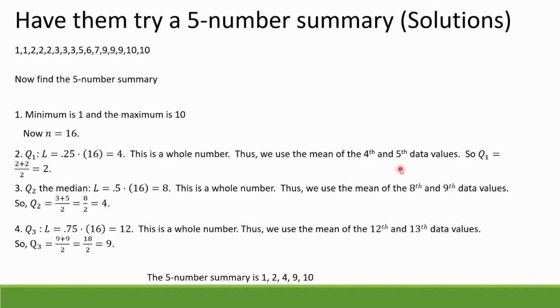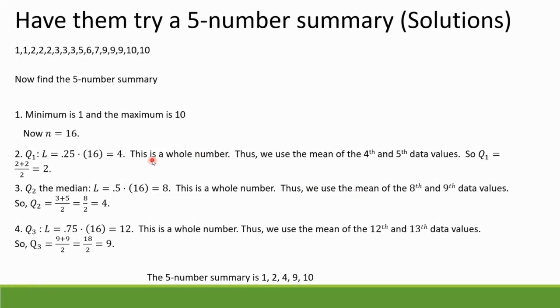I think I might have misspoken. I'm sorry about that. For a whole number, you have to get the mean of the 4th and 5th data values. That's what you want to get. Here it turns out that they're both equal to 2, so the mean, of course, is going to be 2. So Q1 is just 2. I said you have to get the mean of 4 and 5, but that's not necessarily so. It's the mean of the 4th and 5th data values. Since I misspoke, I apologize for that.